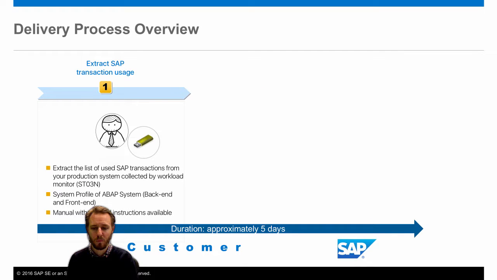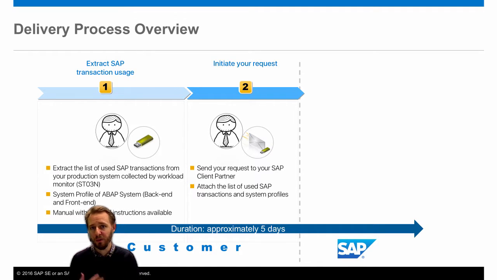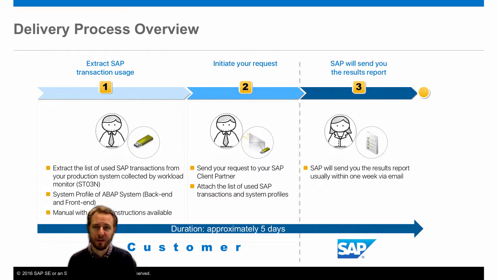We do that through what we call the Workload Monitor. It's a transaction within SAP where the customer will download a spreadsheet or a CSV, which will give us the names of transactions used over a certain period of time, so last month or week, for example. They'll also download the system profile, so what applications are running, what support packs, which levels, etc., and send that to SAP. From there, we can build up a list of relevant applications and get that back to the customer, usually in around a week's time.